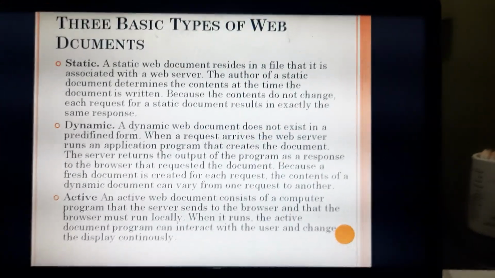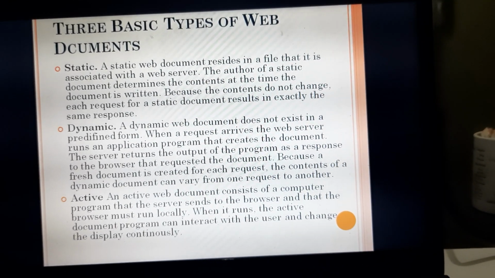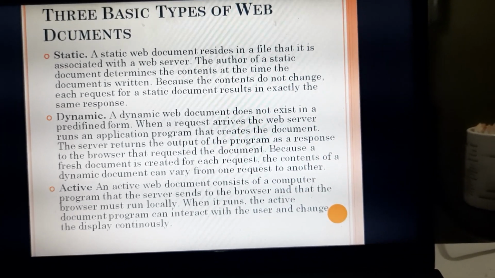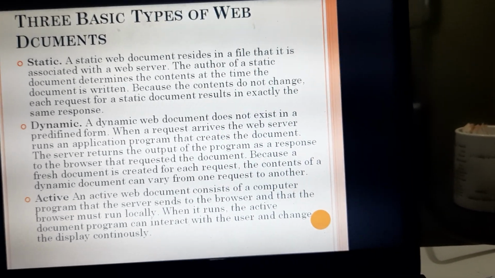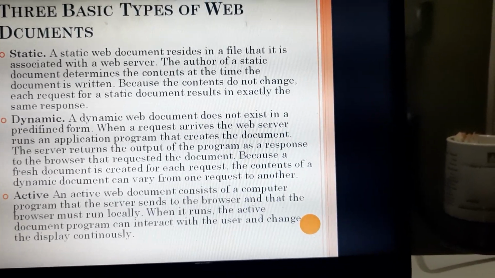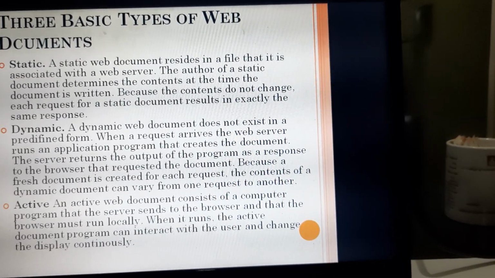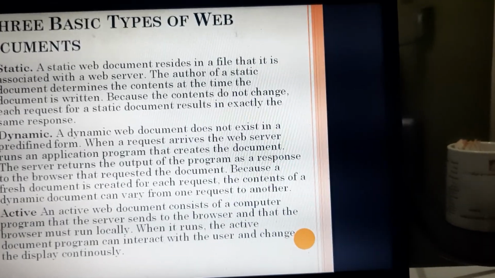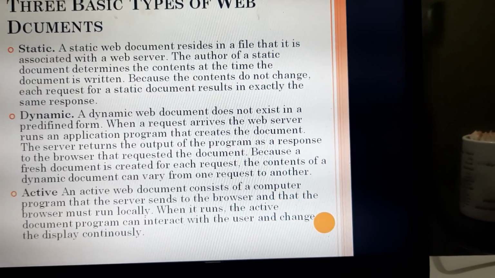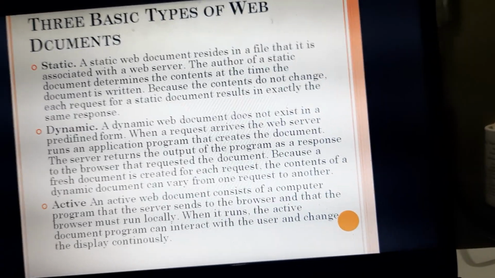There are three basic types of web documents. One is the static web document, the second is dynamic, and the third is the active web document. A static web document resides in a file like an HTML file associated with the web server. The author of the static document determines the content at the time the document is written. Because the content does not change, each request for a static document results in exactly the same response.